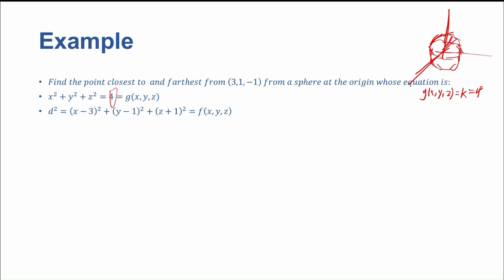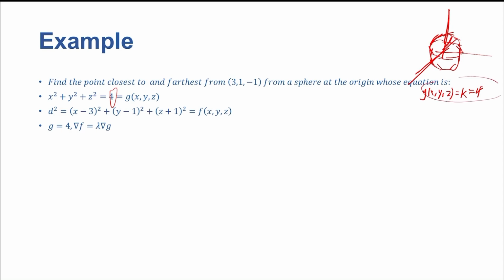Now we also have what we actually want to find, and that is the minimum distance between our point and the sphere. So we'll say that the distance squared is equal to (x minus 3) squared plus (y minus 1) squared plus (z plus 1) squared, and that will be equal to f of x, y, and z. So now we have our two equations. So we know g equals 4 from what we determined here.